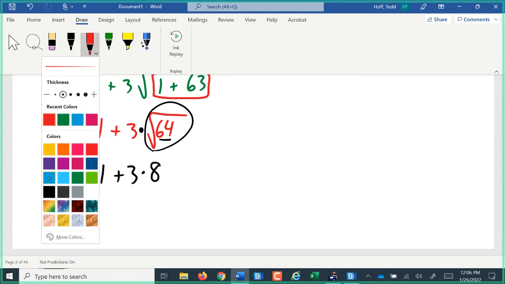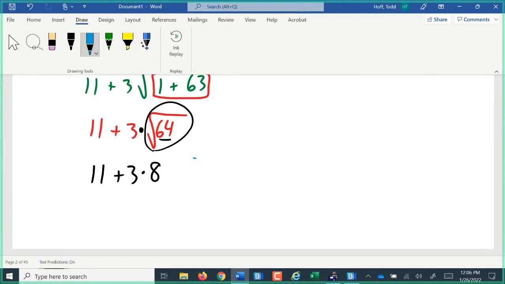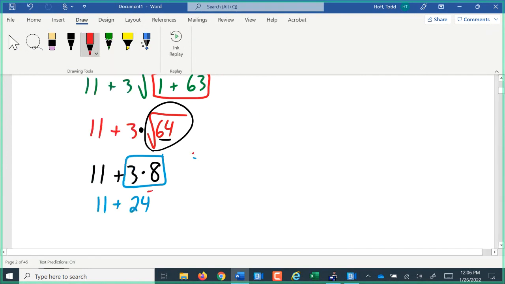Next, we only have the addition and multiplication left. Multiplication is higher priority. So we do 3 times 4 is 24. And then lastly, addition, 11 plus 24.